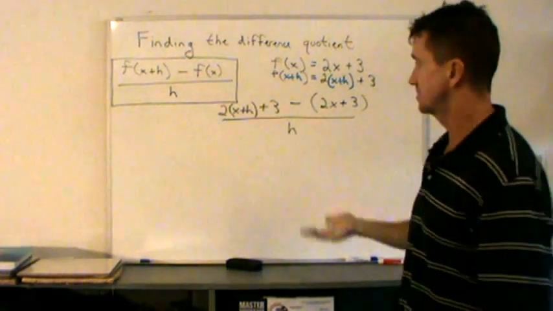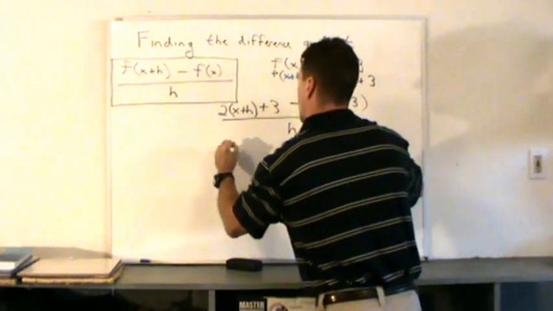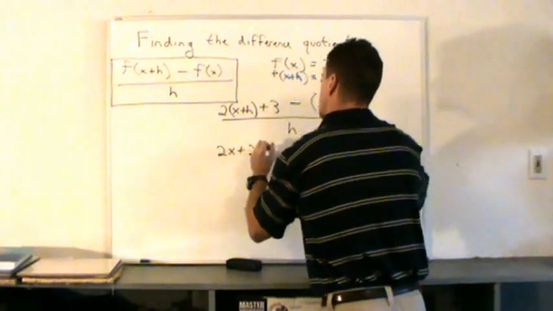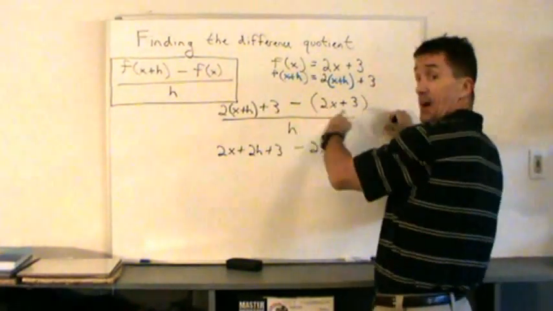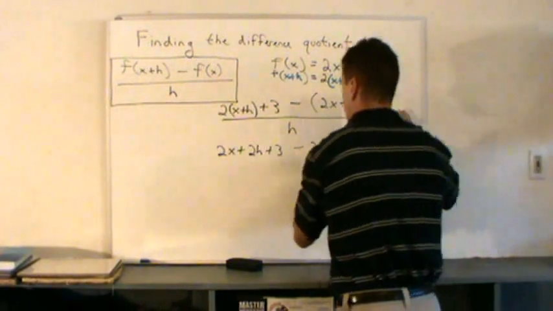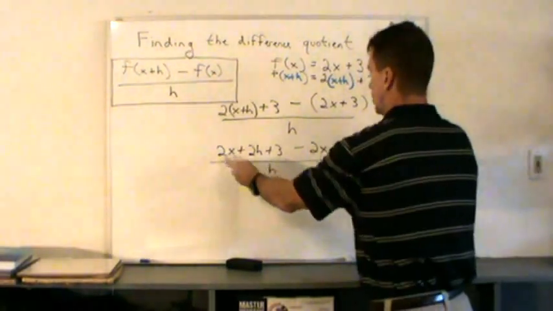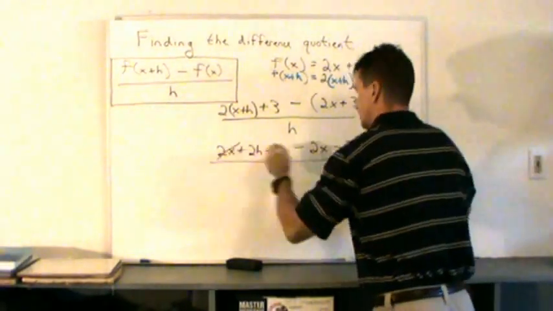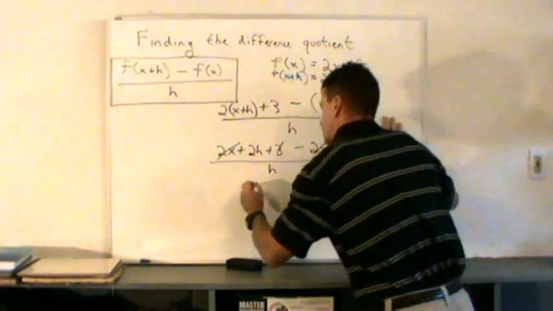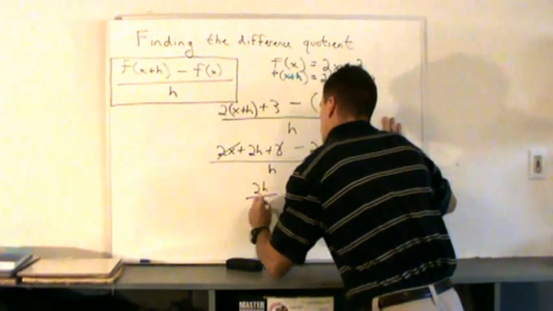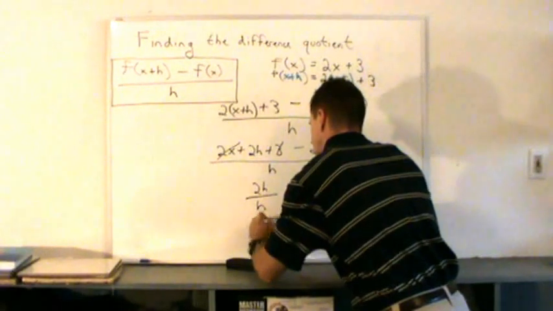Now all we have to do is simplify this. Distributive property, collect like terms. So when we distribute this, we get 2x plus 2h plus 3 minus 2x minus 3 all over h. Alright, combine like terms. 2x minus 2x, those go away. 3 minus 3, those go away. We're left with just 2h over h. And yes, we can cancel those h's. This final answer is 2.